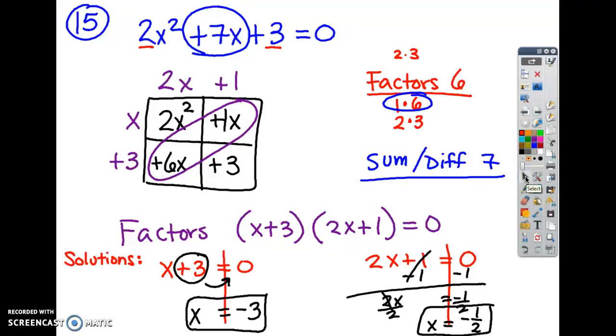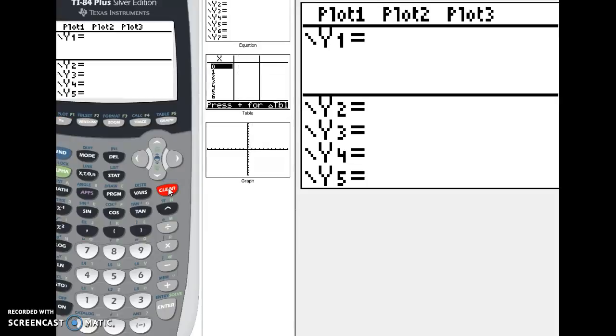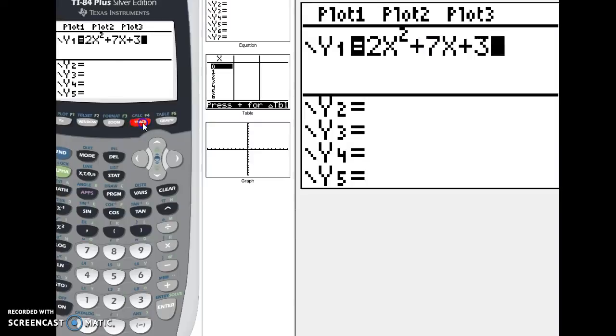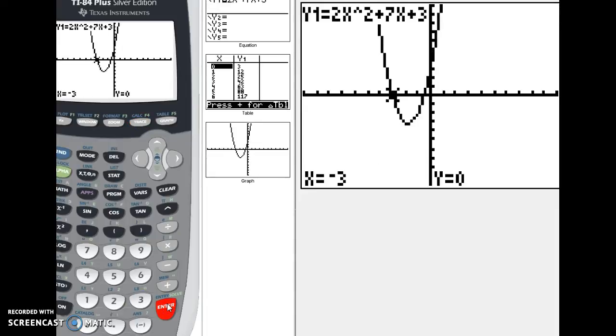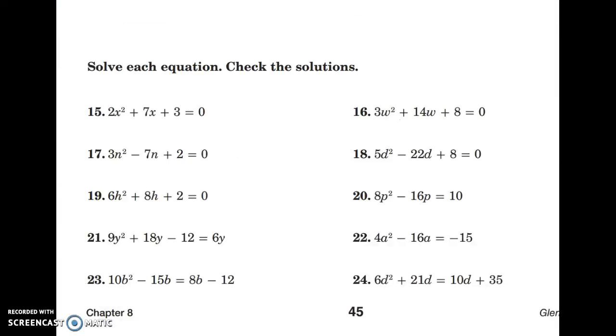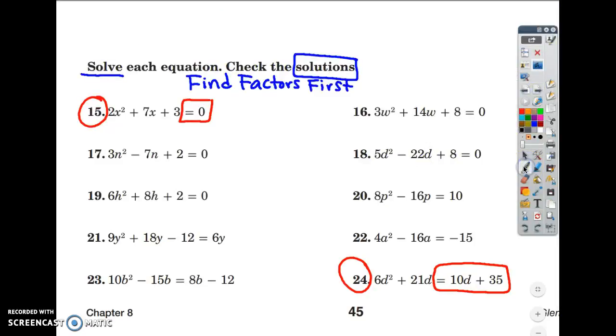So we need to put that in the calculator. You go to y equals. You put the equation 2x squared plus 7x plus 3. Hit trace and check -3, enter. Make sure it gives you 0. And -1/2, enter. And make sure that it gives you 0. Okay? Let's move on to problem number 24. Write that problem down so we can go ahead and start on it.